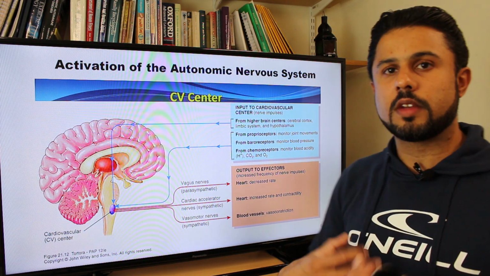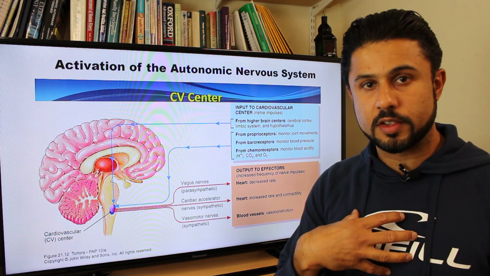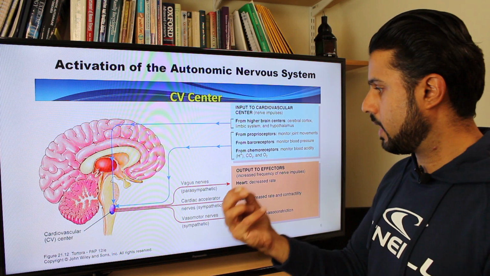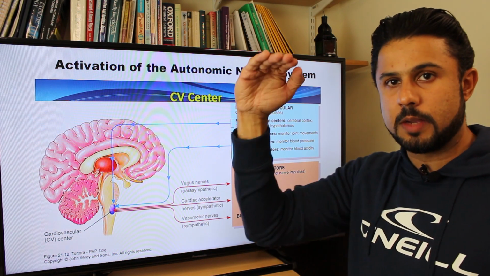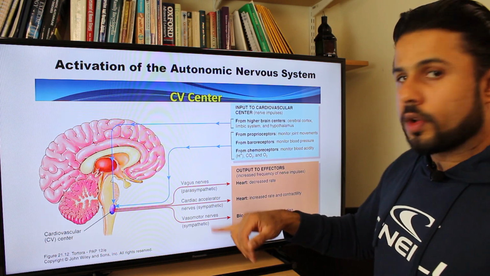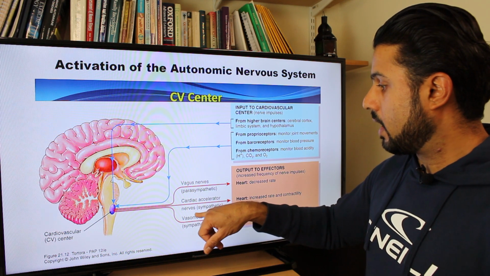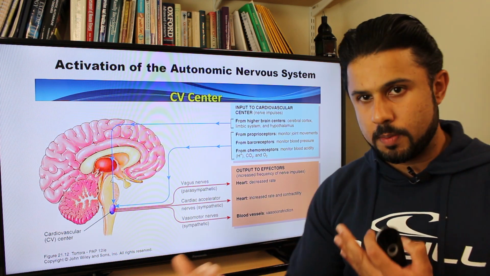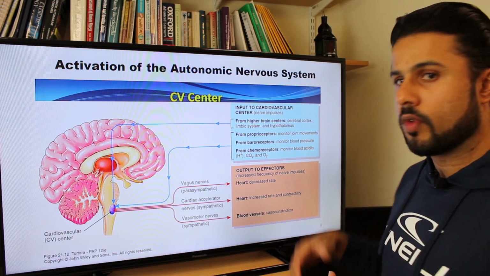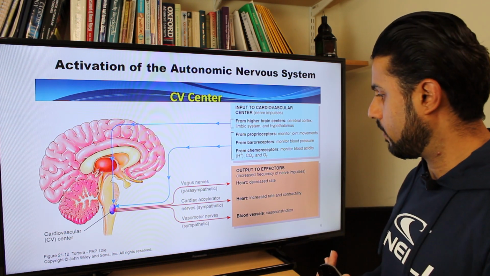The vagus nerve is active at rest. Whilst you're listening to this presentation, your sinoatrial node and atrioventricular nodes are being innervated by the vagus nerve. It's keeping your heart rate at a resting level. Now, once you start exercising, you'll have accelerator nerves on the sympathetic branch of the autonomic nervous system, and they will increase your heart rate and your contractility, as we talked about before.